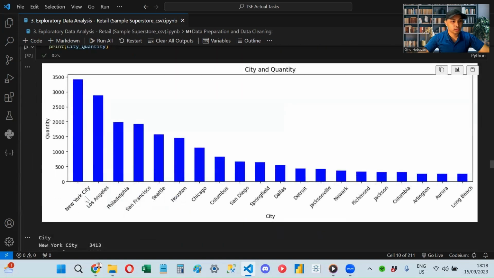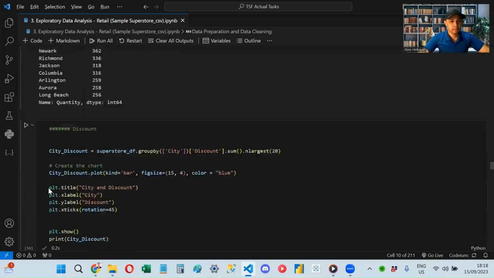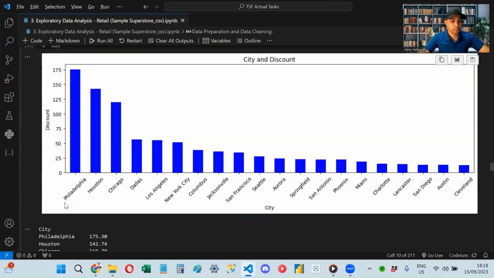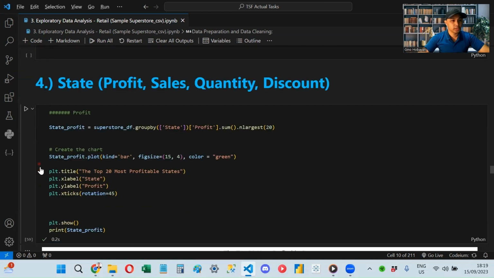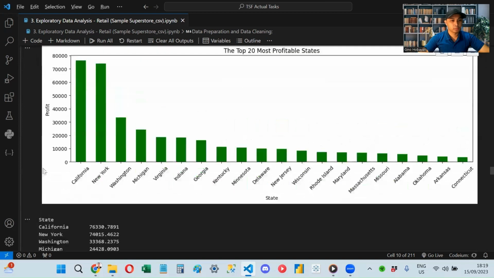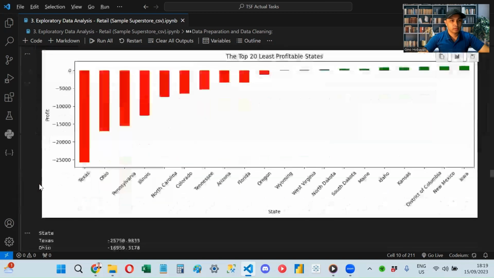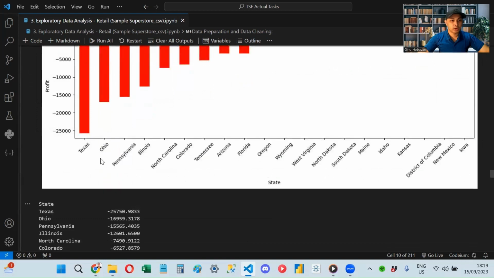City and quantity, so NYC, Los Angeles, and then, yeah, Philadelphia is 3rd again. And for discount, Philadelphia is actually the highest, which is the worst performing city in profit. So for state, these are the most profitable states: California, New York, Washington. And for the least profitable, we have Texas, Ohio, and the rest.